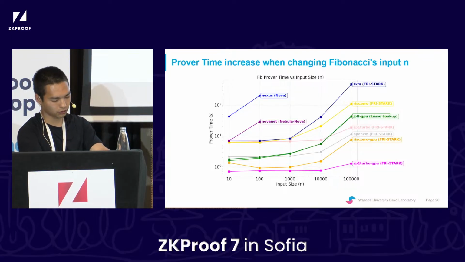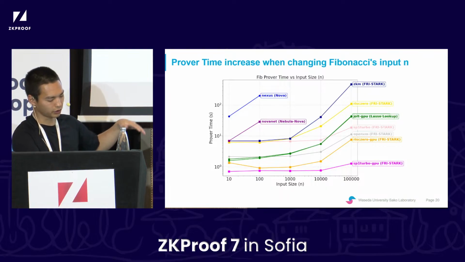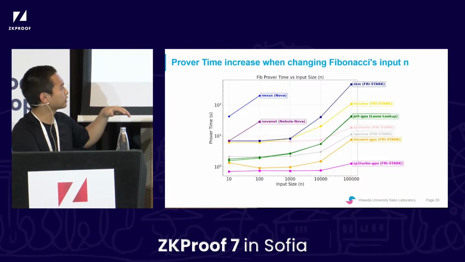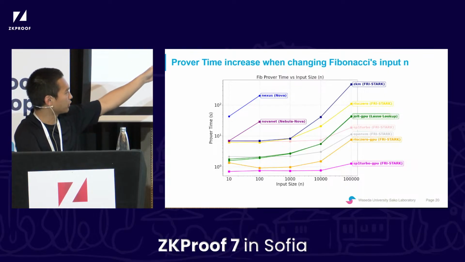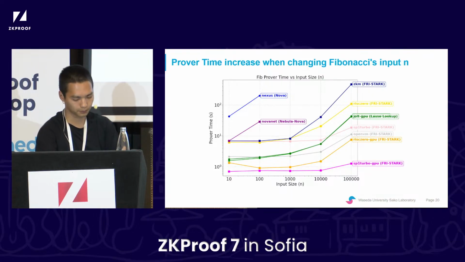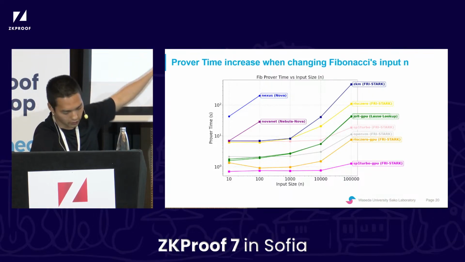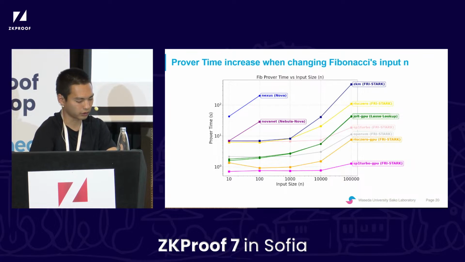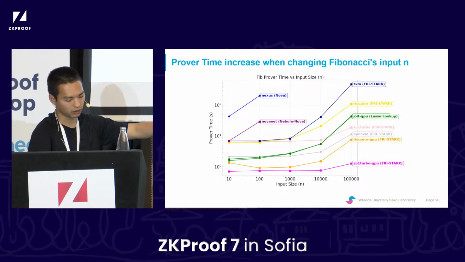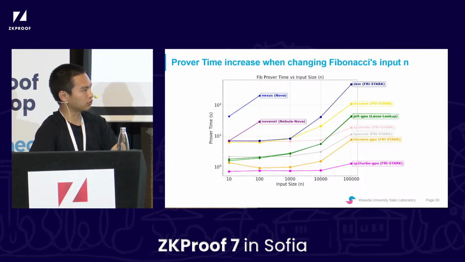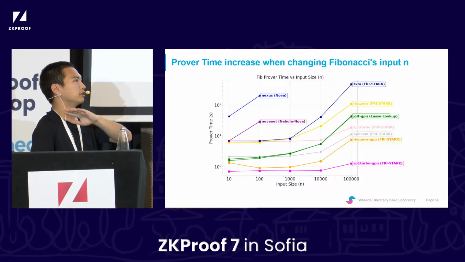And this graph shows how proof generation time increases as Fibonacci's input size changes from 10 to 100, 1,000, 10,000, and 100,000. Nexus and NovaNet became unmeasurable after a certain point due to excessive time requirements. Most implementations show super-linear increases in proof time with input size n. This means the proof time increases more than linearly with the cycle counts.